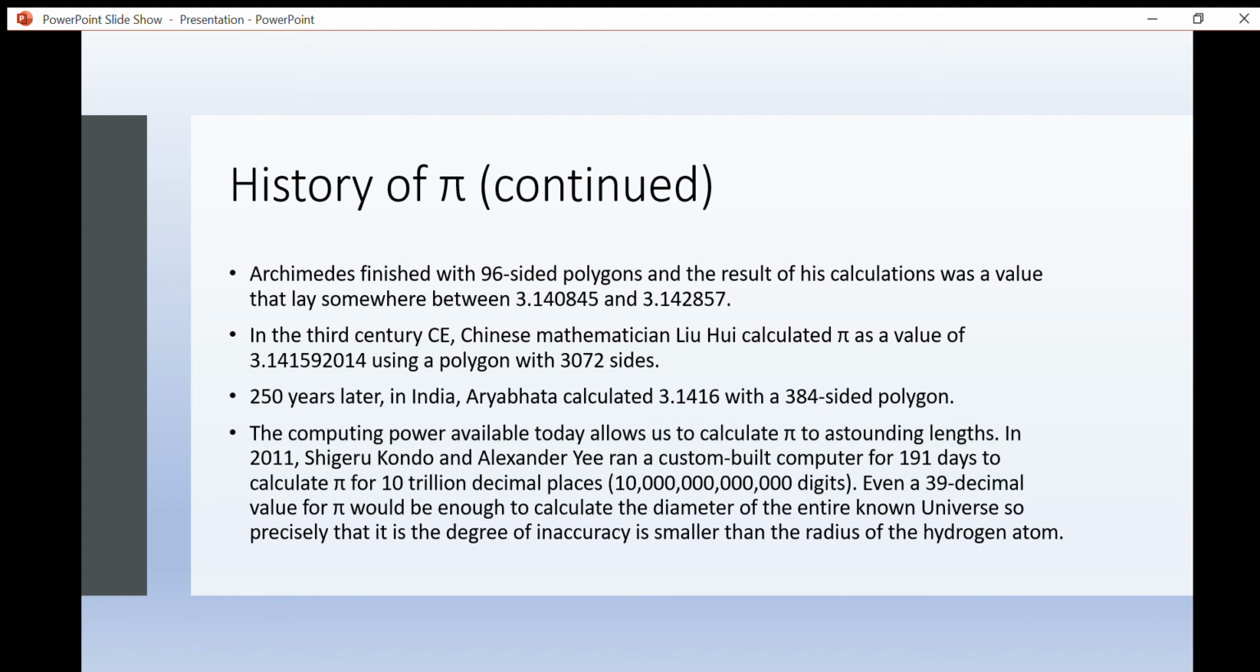In 2011, these two people over here ran a custom-built computer for 191 days to calculate pi, and it ended up with 10 trillion decimal places over here. Look, 10 trillion digits. Even a 39 decimal value of pi would be enough to calculate the diameter of the entire known universe so precisely that the degree of inaccuracy is smaller than the radius of the hydrogen atom.